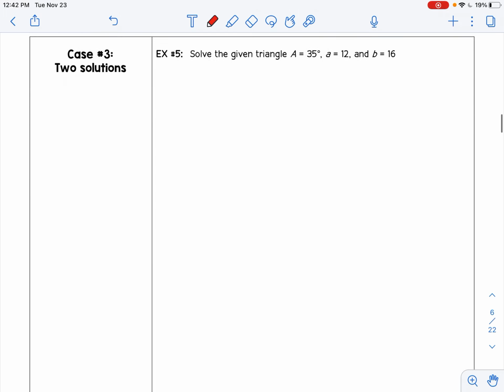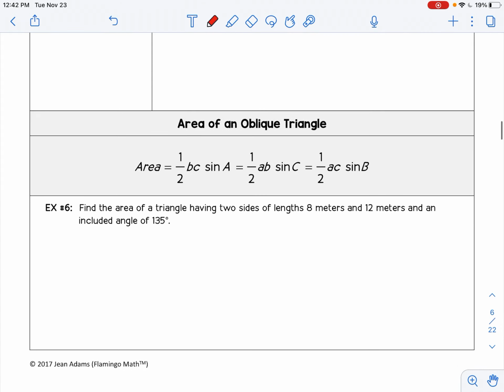Last thing I want to go through in this section as a preview is how to find the area of an oblique triangle using sort of a code here. You want a bunch of formulas that use big letters and little letters to do it. So let's see if we can apply that here for number 6. It's a nice shortcut, and you'll have access to these formulas. So it says the area of a triangle having two sides, lengths 8 and 12, and an included angle of 135. I like it better when they label them, but what does included mean?